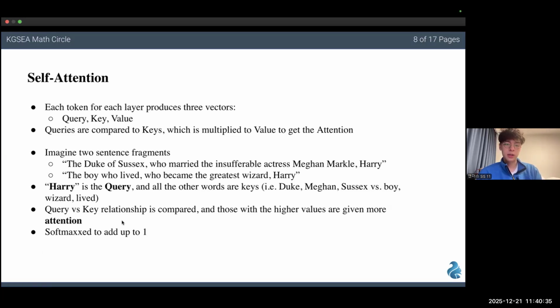And then, just to get into specifics, a process called softmaxing is applied to make all the attention add up to one. This is something we'll see later when we get to the probability distribution. So that's basically what self-attention is.